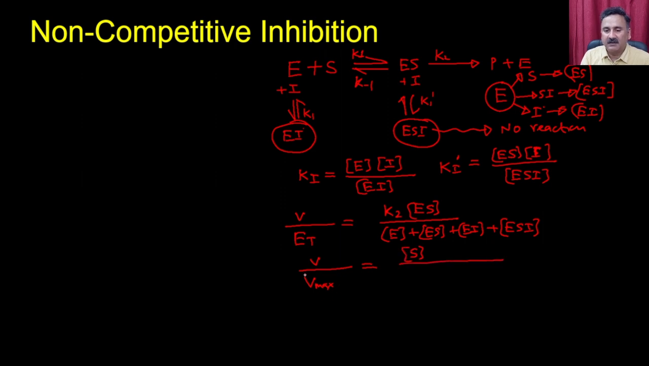When will V be Vmax? When E is going to be ET. So that is going to be Km times bracket 1 plus I by Ki, plus substrate times bracket 1 plus I by Ki prime. Okay, so this is the substrate.